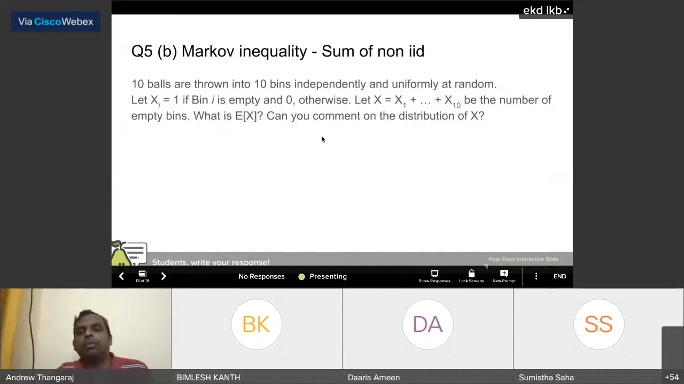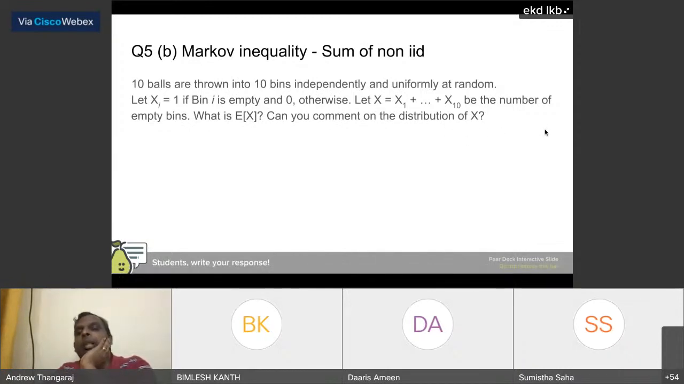So the next one is same thing. Now I'm defining x to be x1 plus x2 plus so on till xn. Now I'm asking you what is expected value of x. Okay, so here is where you have to use the linear combination or linearity of expectation. Expected value of x is the sum of expected value of x1 plus expected value of x2 like that. So now you can do 10 times. Okay, so it will be 10 times, but I will let you think of the distribution of x.